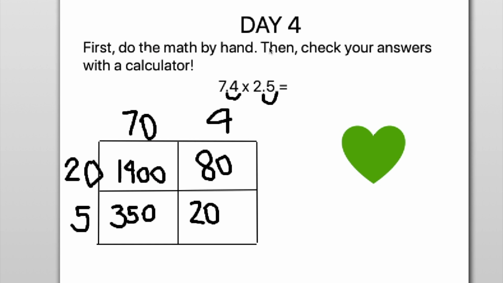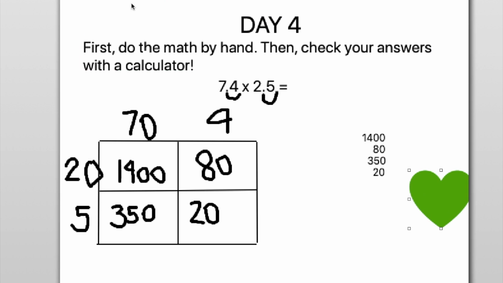Once I have done all of the multiplication for each box, I need to add these all up. So, I've written over here my problem. I'm going to add up 1400 plus 80 plus 350 plus 20. So let's start in our ones place. 0 plus 0 plus 0 plus 0. You are correct. It is 0. Tens place. 0 plus 8 plus 5 plus 2 would be 15. Add the 5 down here. Carry that 1. Then I have 4 plus 3 plus that 1 would be 8. And finally, 1.